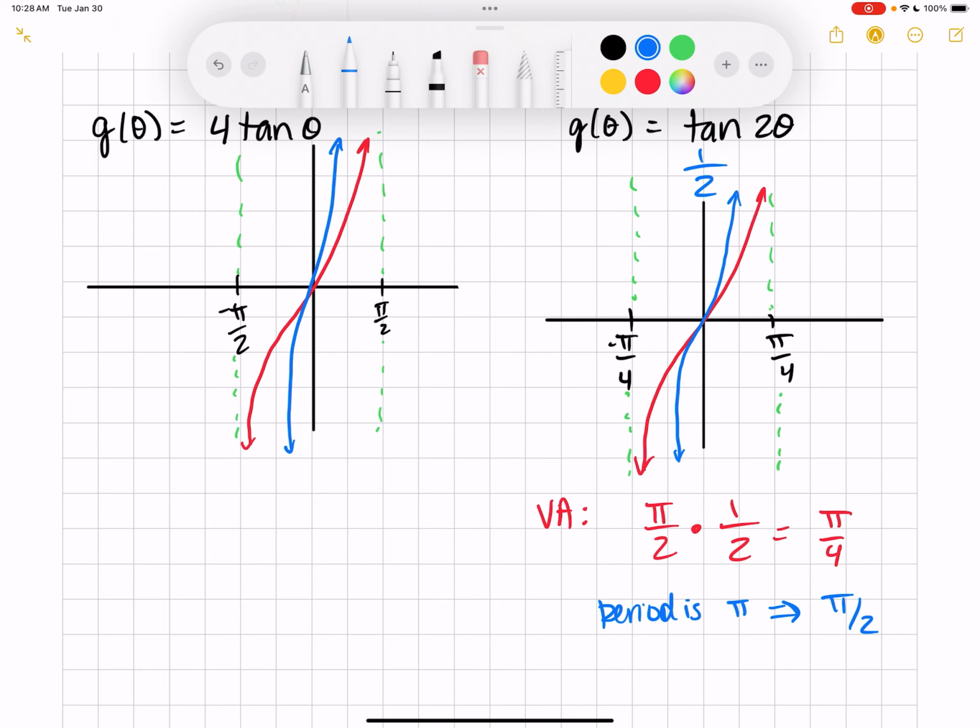Let's see, I read something about the numbers out front. Let me find it to make sure I say it correctly.